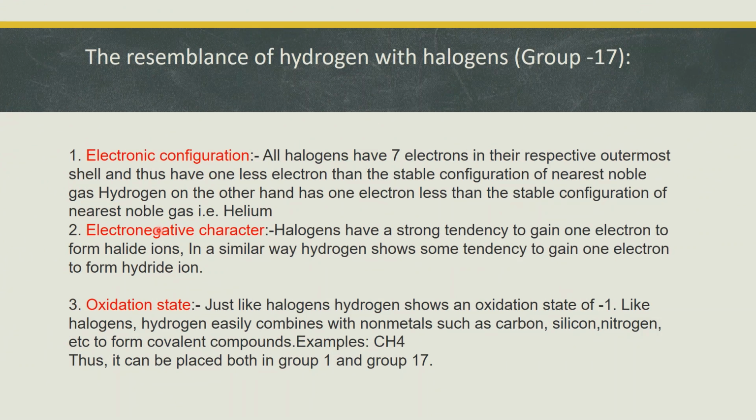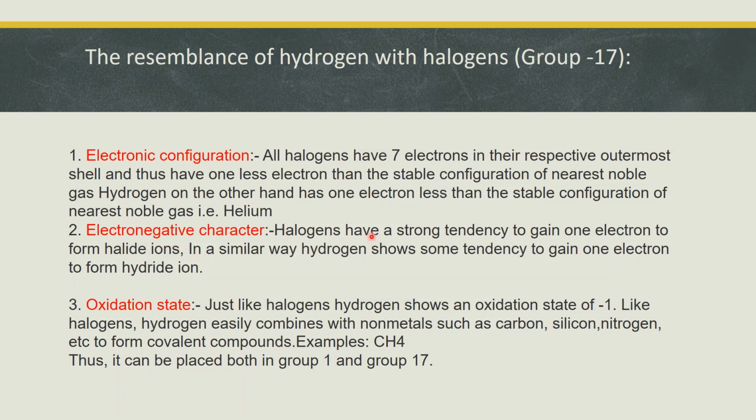The resemblance of hydrogen with halogens. Now we are discussing the points which support placing hydrogen in the 7th group or 17th group. The 17th group is also called the halogens. The first one, electronic configuration. All halogens have 7 electrons in their outermost shell, thus have one electron less than the stable electronic configuration of the nearest noble gas. Hydrogen, on the other hand, has 1 electron less than the stable electronic configuration of the nearest noble gas, helium. So what does this mean? Like halogens, hydrogen also wants to get 1 electron to attain the noble gas electronic configuration.